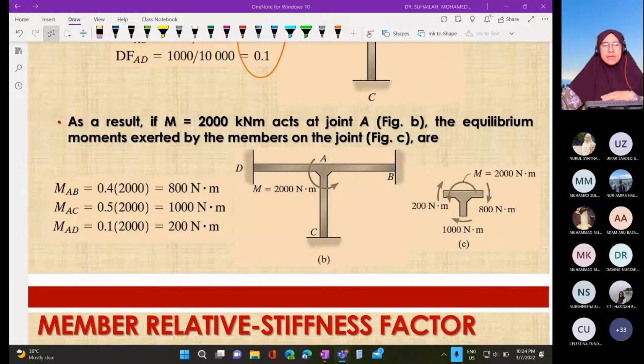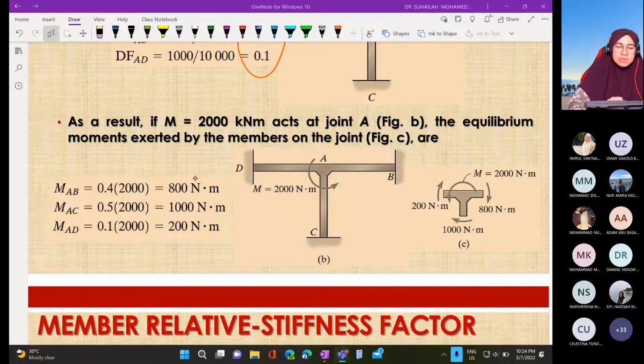Theory about the moment that we distribute. Okay, let's say ada satu joint moment applied at A. So we have to distribute to AB, AC and AD. So how we distribute? We have to use joint moment times the distribution factor.